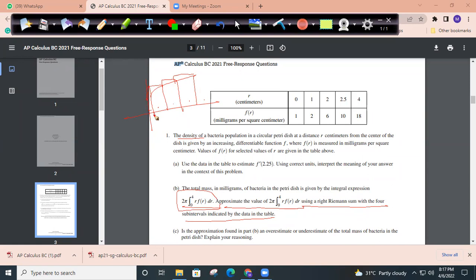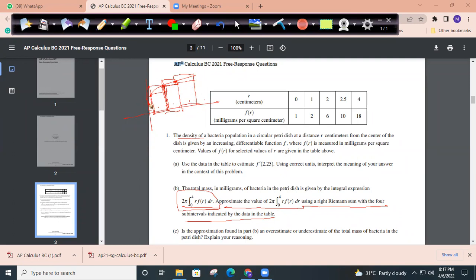This will be the height times the width. Sorry, this will be the height in the left Riemann sum, and this will be the width. That is the left Riemann sum.